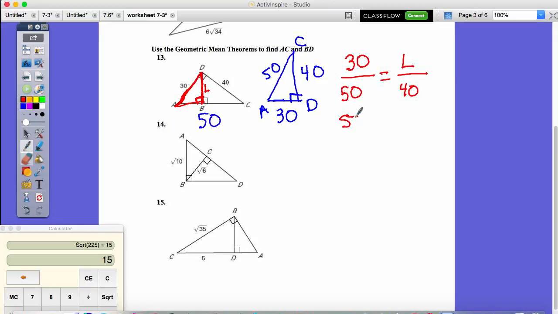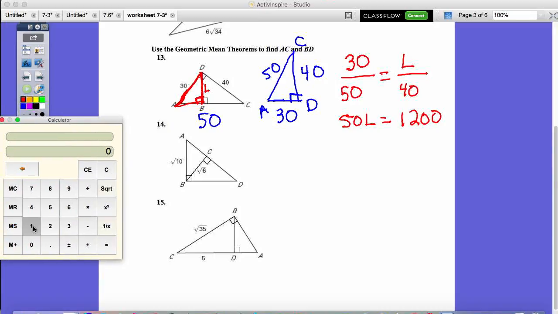50 times L is 50L. 30 times 40 is 1,200. And when I take 1,200 and divide by 50, I get 24. So BD is 24, and AC is 50.